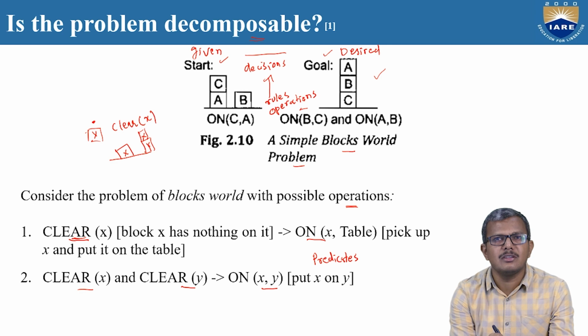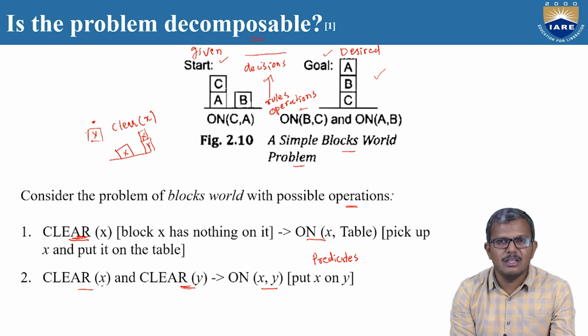You can keep the x on some other block also. So these are the two possibilities we are having in this case. If you want to make the move of this x block, then that block should be clear. That means there should not be any other block on the x block. Similarly, for clear y also the same thing. If you want to move the y block, then that y block should be clear, meaning there should not be any other block on the y block.